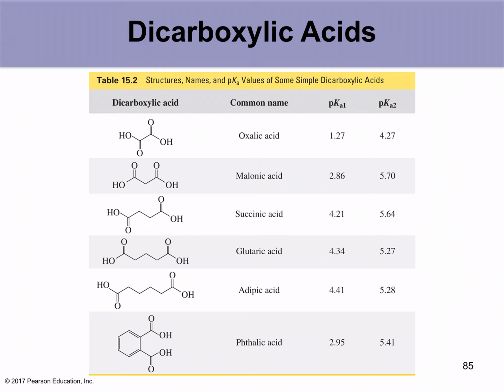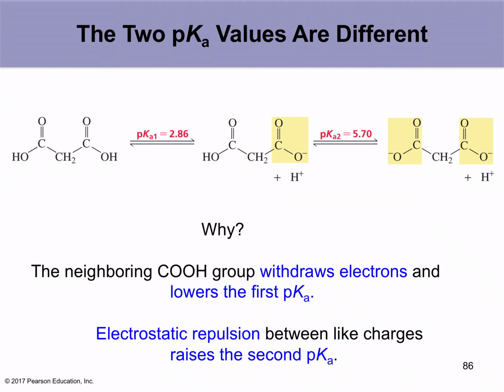Dicarboxylic acids, meaning when you have two carboxylic acids in the same molecule. So this is oxalic acid, malonic acid, succinic acid, glutaric acid, adipic acid, phthalic acid. These are the common names of these acids, and also given are the pKa1 and pKa2 of the two acidic hydrogens. You can see the first one is more acidic, but the second hydrogen is less acidic compared to the first one. The two pK values are different.